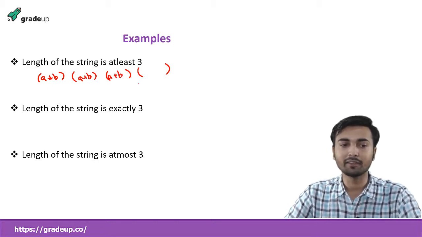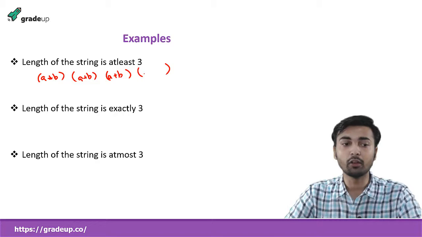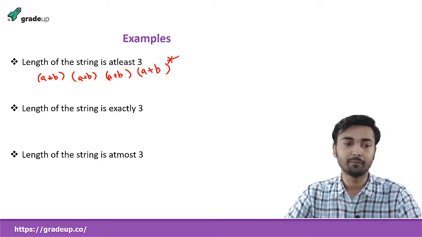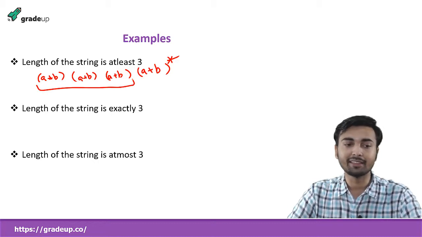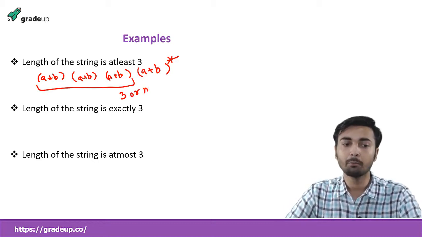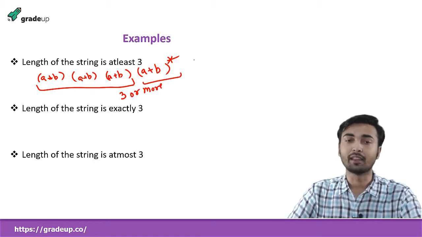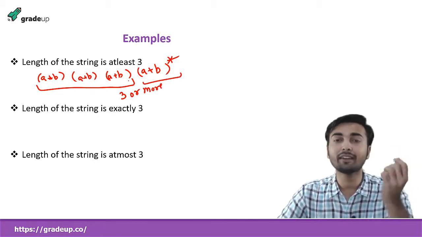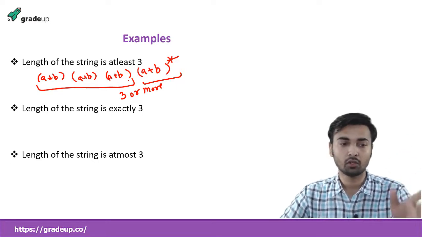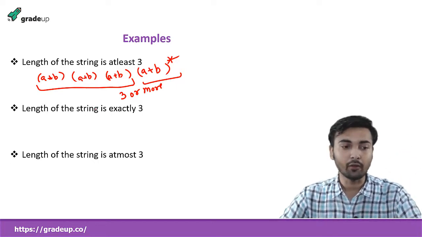Now up to this point the length is exactly 3. But you need more. So now write like this: (A plus B) star at the end. Up to this point the length is 3, so now the length is 3 or more. That is the meaning of at least 3. Got it? Any doubt? Can you write for exactly 3?